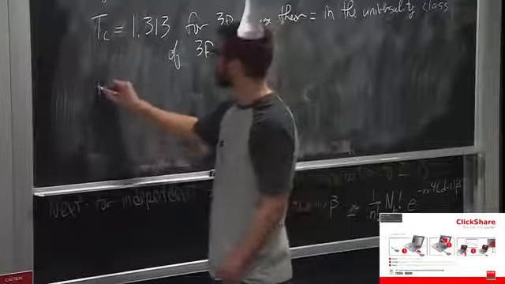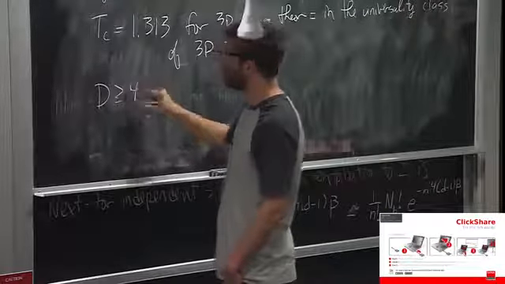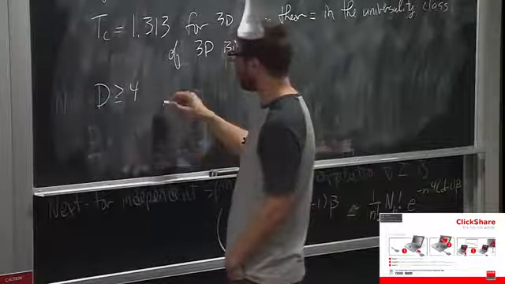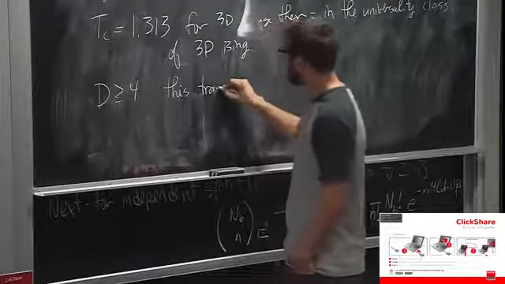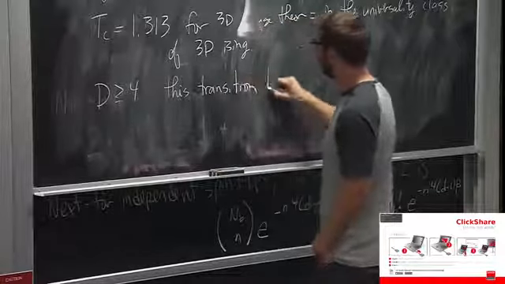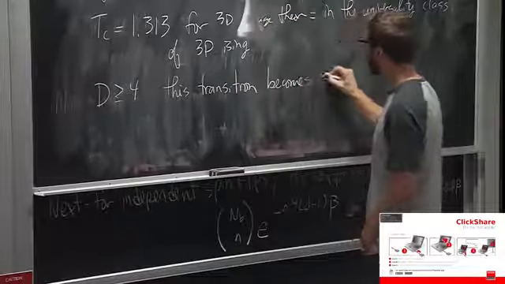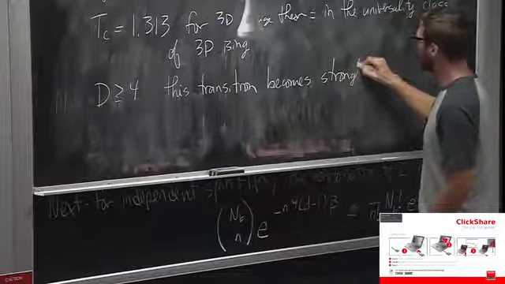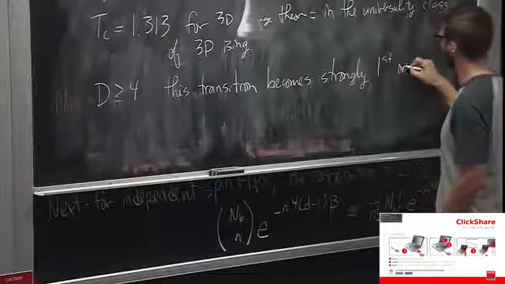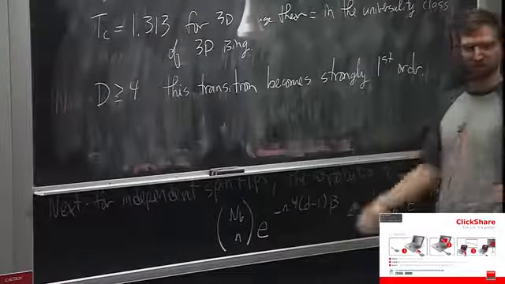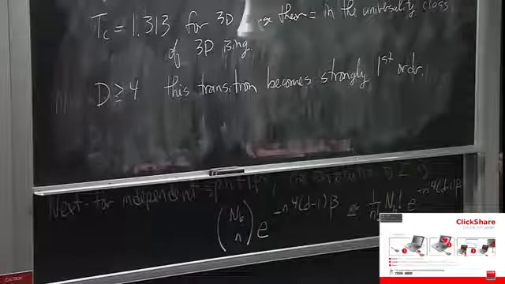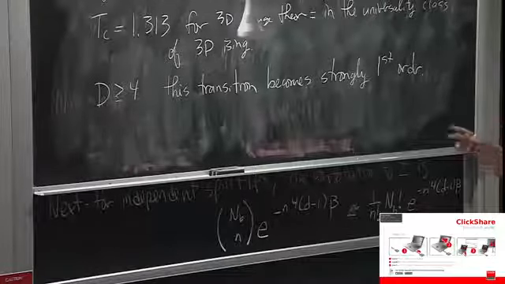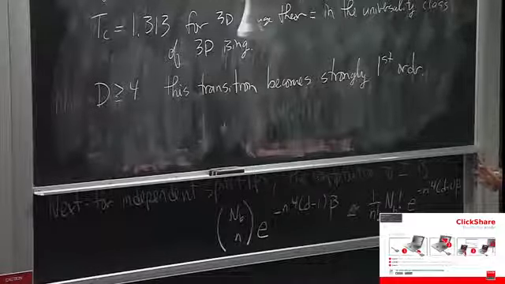In 4D, so D greater than or equal to 4, this transition becomes strongly first order. Just fluctuations make it first order. I don't know why this happens. I only know because I simulated it with Monte Carlo. You see this massive latent heat.